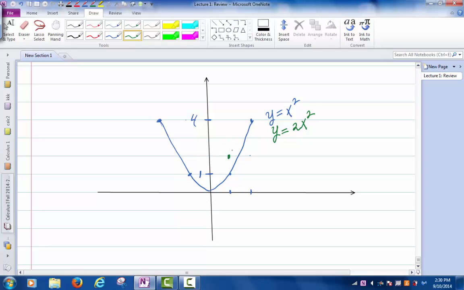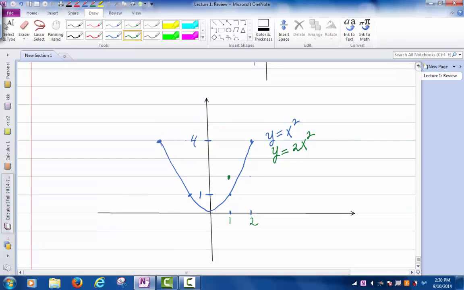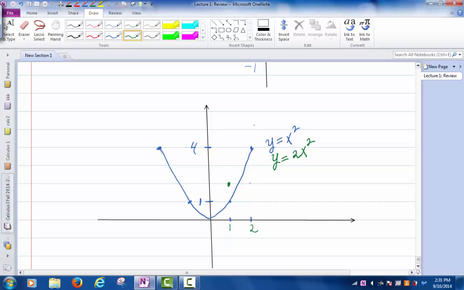Let me see if I have room for 8. 1, 2, 3, 4, 1, 2, 3, 4, way up here. Okay, so the graph of 2x squared would be like this. And of course there will be another part which is like this. So it's a vertical stretch of the graph of x squared by a factor of 2.